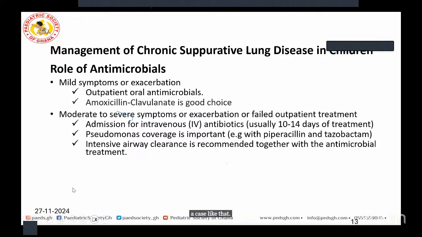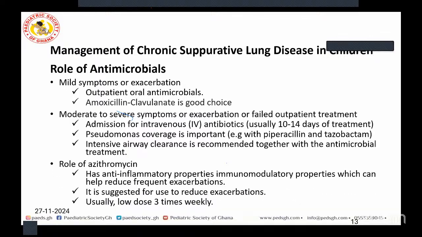So it's something you should be thinking about, because those children with bronchiectasis are prone to Pseudomonas infection when they are that sick. So you should make sure that the antibiotic coverage includes Pseudomonas coverage. And in that case, if they're admitted, you should be doing intensive airway clearance as well. Maybe 3-4 times a day, they should have either chest clapping or PEP therapy or something to help clear the airways together with the IV antibiotics. That's how you can get them better.